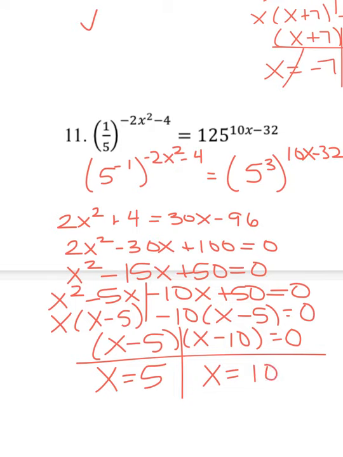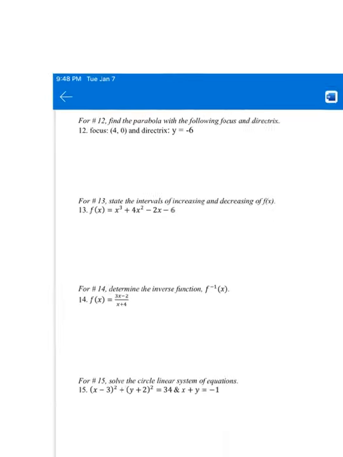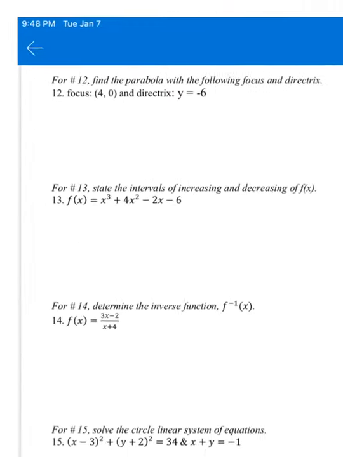I know x equals 10 gives you an overflow error. That just means that the numbers are too big, but it does end up giving you the same really, really big number. That wouldn't happen on a test. You would actually be able to plug it in and check to make sure it's the same number. Number 12. So pretty much all of this from here down is old stuff.